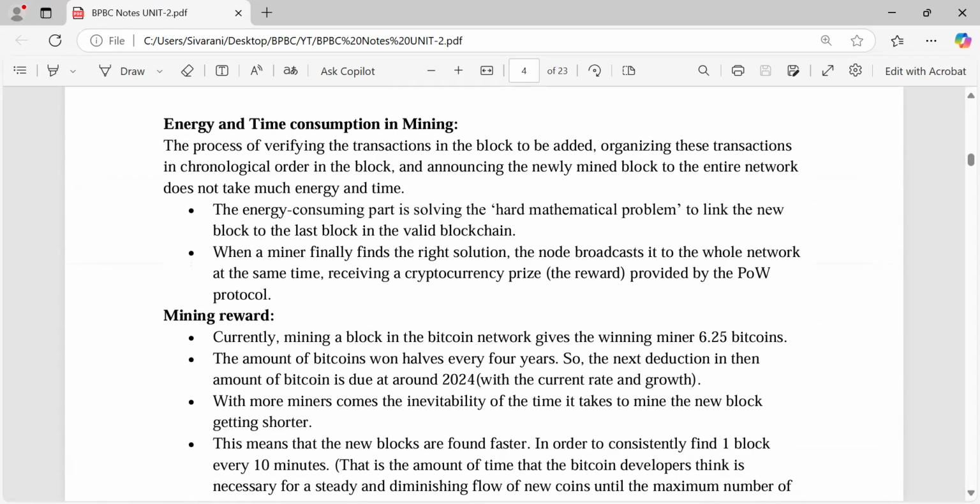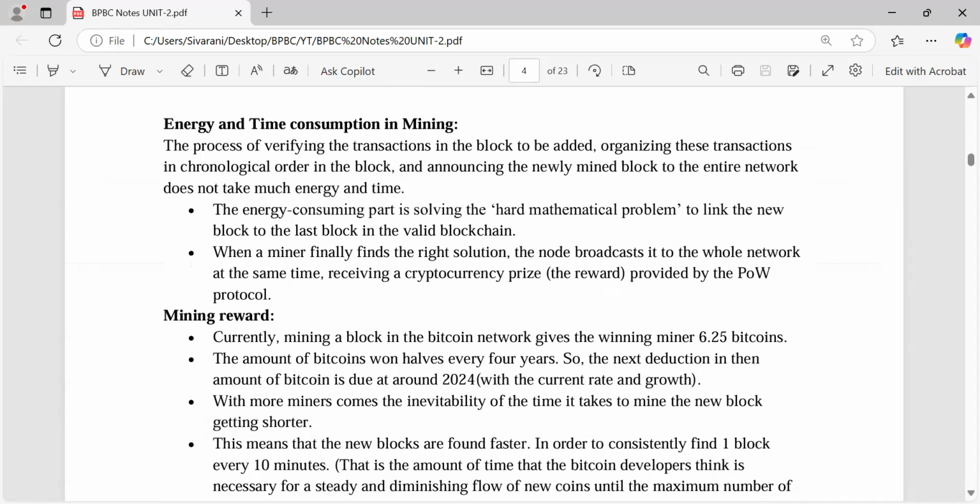Energy and time consumption in mining: the process of verifying the transactions in the block to be added, maintaining these transactions in a sequential or chronological order in the block, and announcing the newly mined block to the entire network does not take much energy and time. The energy consuming part is solving the hard mathematical problem and linking the new block to the last block in the valid blockchain.